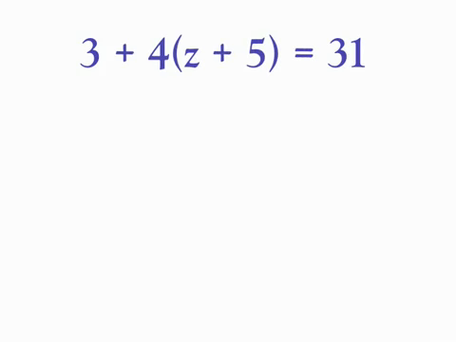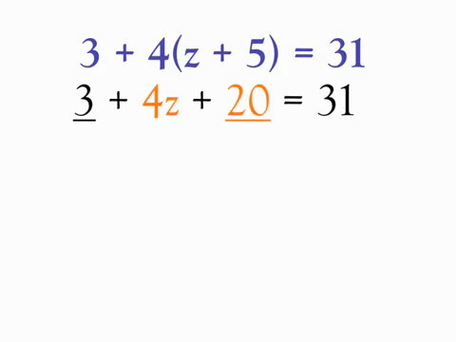Last example. Again, a problem with the distributive property, and usually when you do the distributive property, you also have to combine like terms. So now, multiplying the 4 times the z, I get 4z, and 4 times positive 5 gives me positive 20. Now when I combine my like terms together, both of which are numbers, positive 3 and positive 20 combine together to make 23.